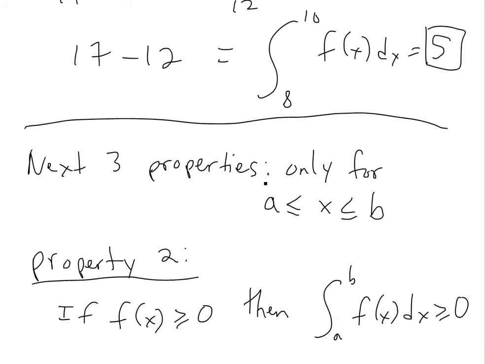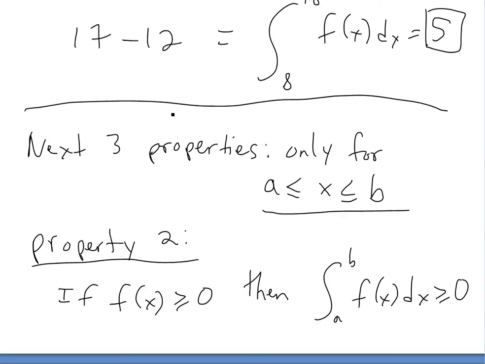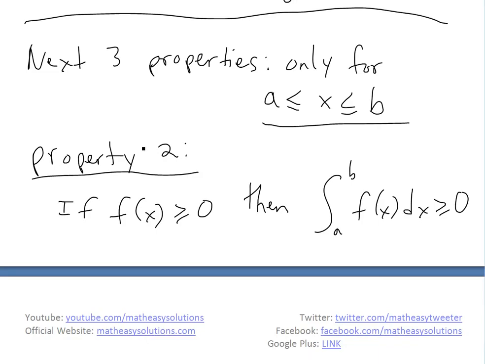Okay, now let's bring us to the next properties I'm going to show here. These next 3 are only for when a is less than or equal to x, and x is less than or equal to b. It just means that you're not going to have, let's say, 10 to 8 or something. In the above property, it doesn't matter what you have in this case. But for these, let's look at property 2.